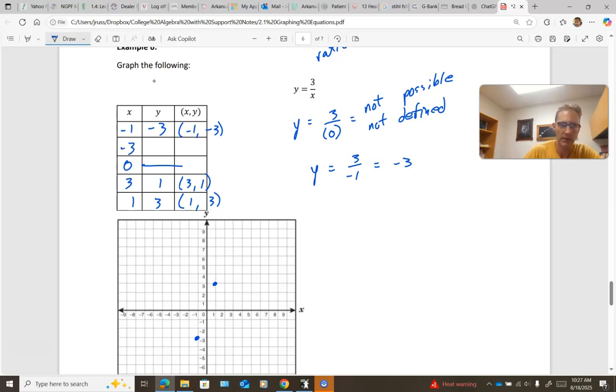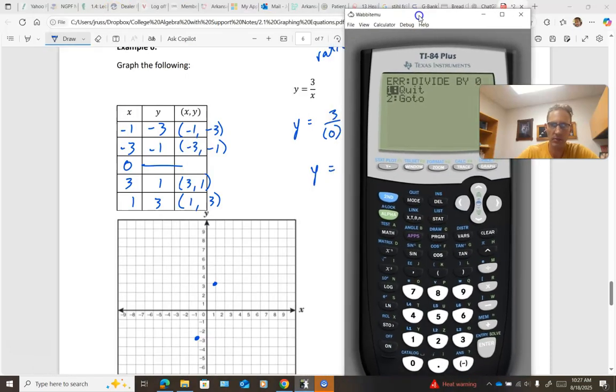And then maybe negative 3. If I plug a negative 3 right here, 3 divided by negative 3 is negative 1. So that gives me another ordered pair. Okay, and then of course you can use your table. Let's look at the table.